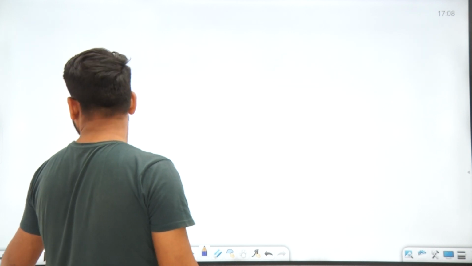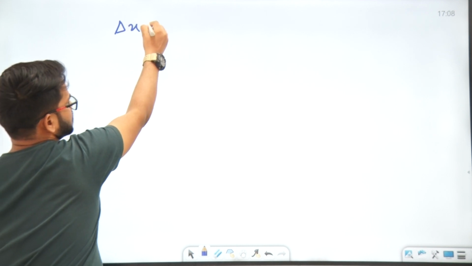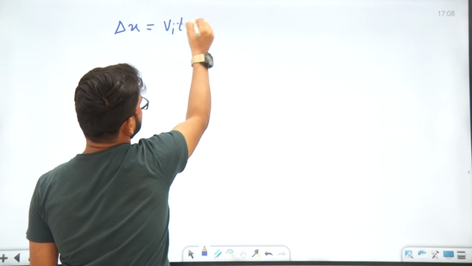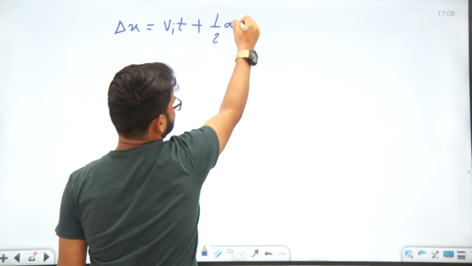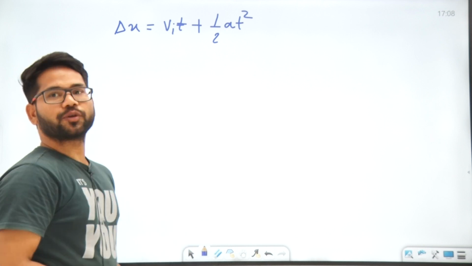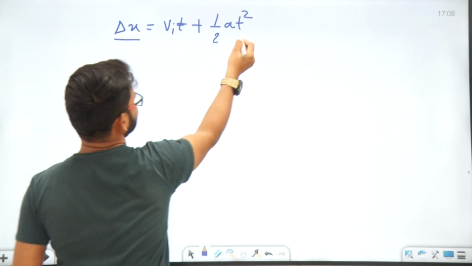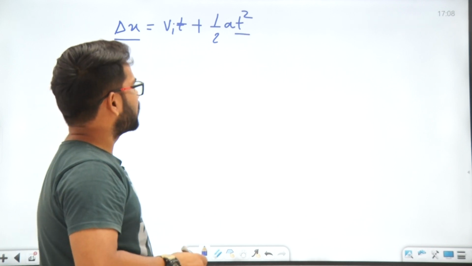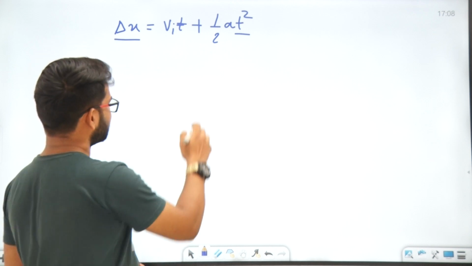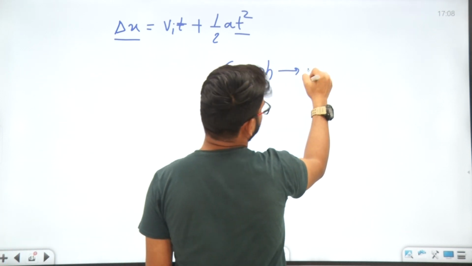Second, we can consider delta x, the displacement variation. So delta x we have vi t plus half a t square. Look at the situation, it's a quadratic equation, right? Here delta x varies with t as a quadratic equation. That means the graph will be a parabola, right?